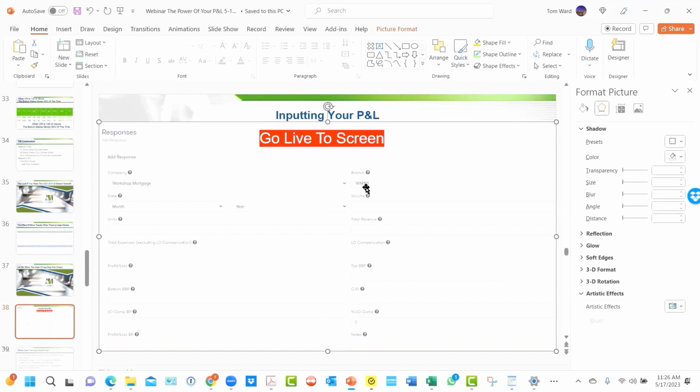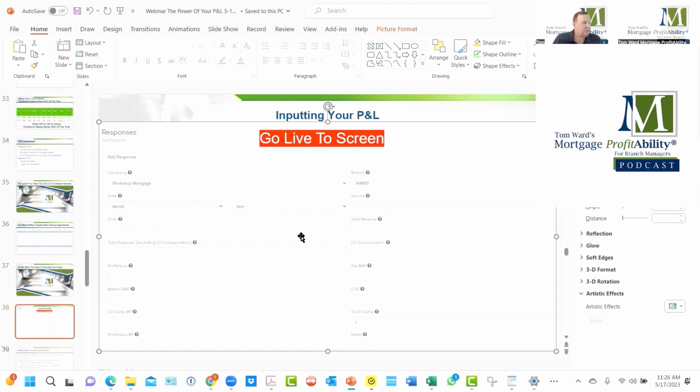So ultimately, in this example, what I'm going to need is, obviously, your company. We will have your login set up so we have your company and your branch. The date, put in the month and the year. The volume: how much volume did you close that month? We put in units here. We don't use it today. I left it in here as a field only because maybe we'll use it at some point in the future.